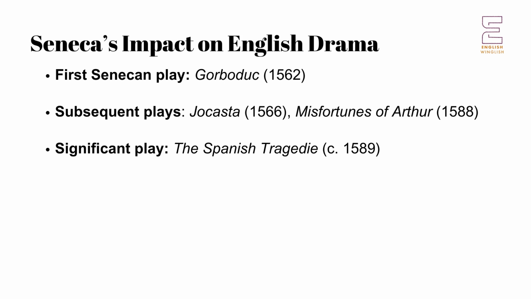Early Senecan plays. The first English play modelled after Senecan tragedy was Gorboduc, 1562, which established a foundation for future English tragedies. This was followed by Gascoigne's Jocasta, 1566, and Hughes's Misfortunes of Arthur, 1588.